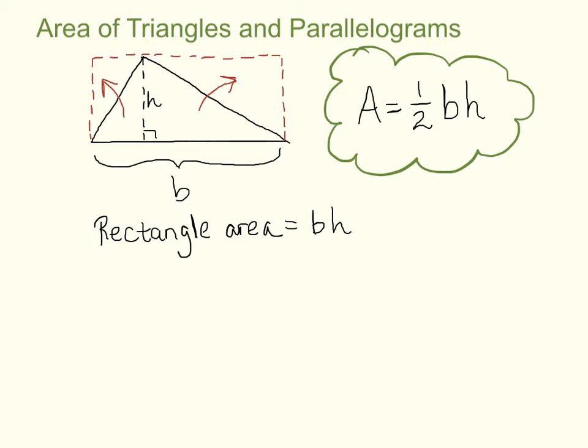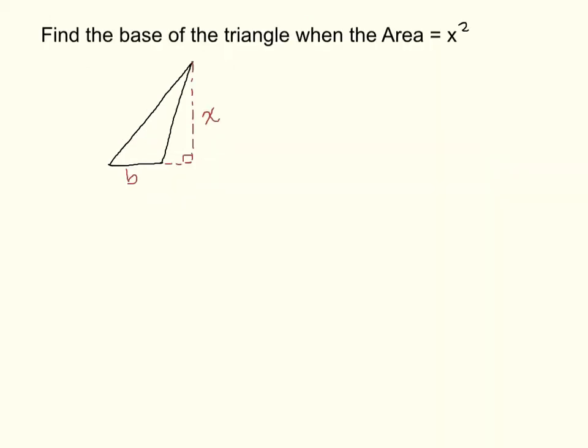So now let's do a few practice problems. Okay, so here we have a problem where we need to find the base of the triangle when the area is x squared. So what I do is I take my area of the triangle formula, area equals 1/2 base times height, and I'm going to substitute in what I know. I know that my area is x squared. So I'm going to write x squared in for my area here. So x squared equals 1/2. Base is what I'm trying to find, and the height, as you can see from the picture, is x.